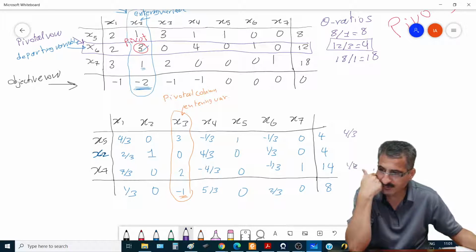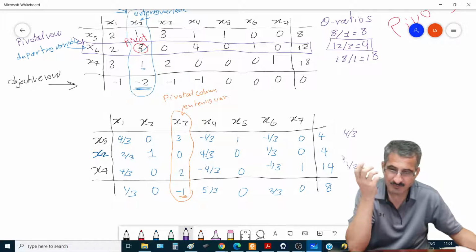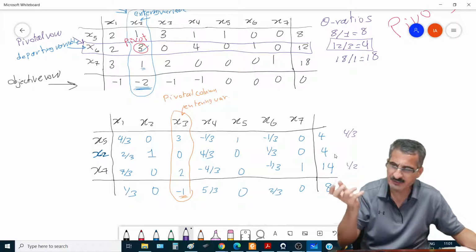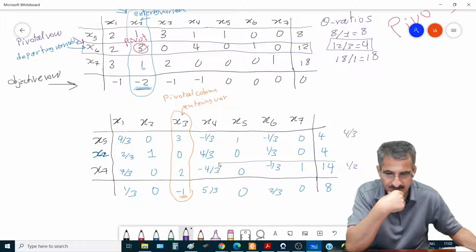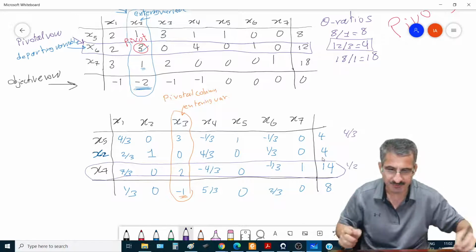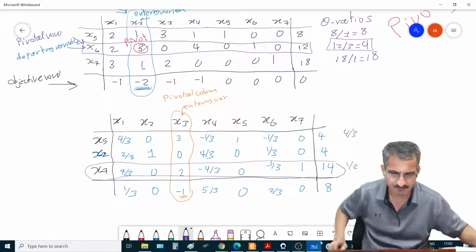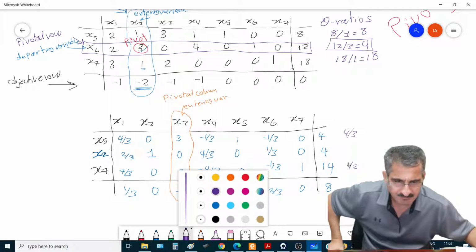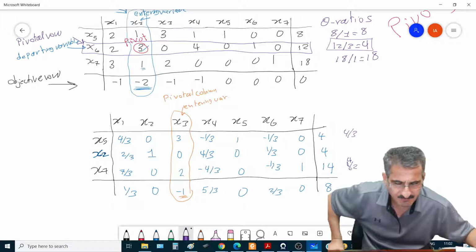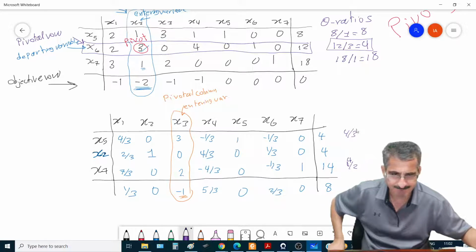Okay, so x7, Siham, maybe it means we will replace x3 with x7, maybe. So we will take this. So we don't divide over 0, right? So we divided 4 over 3, 14 over, what did I do? This is 14. 14 over 2, which is 7. So I will take that one. No, I will take this one.